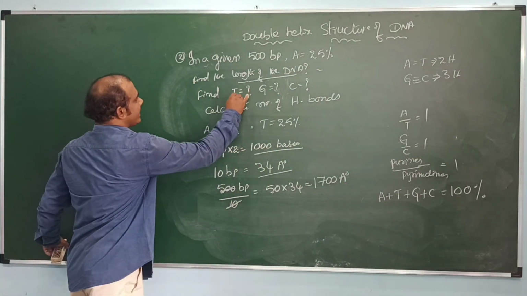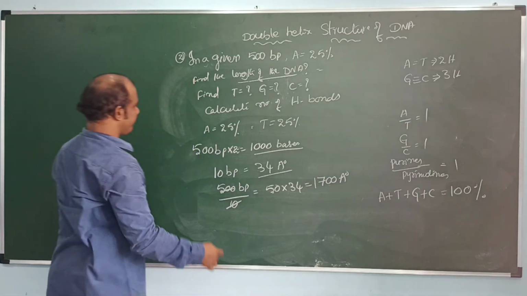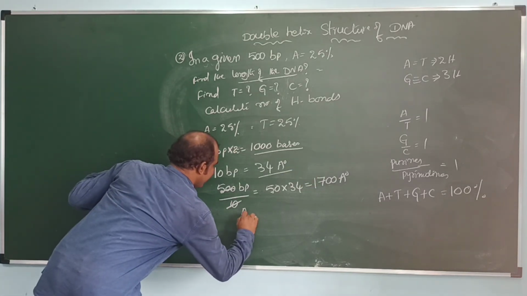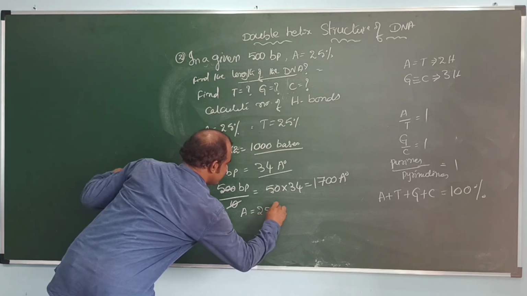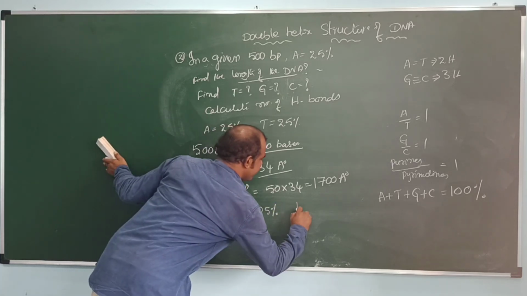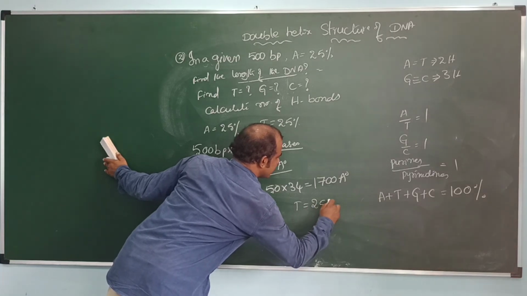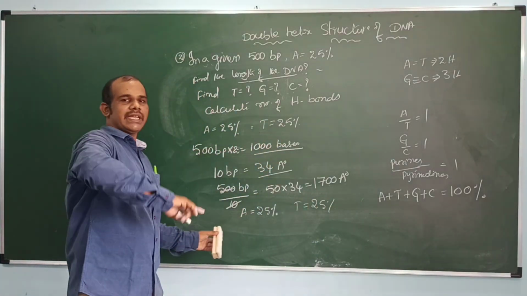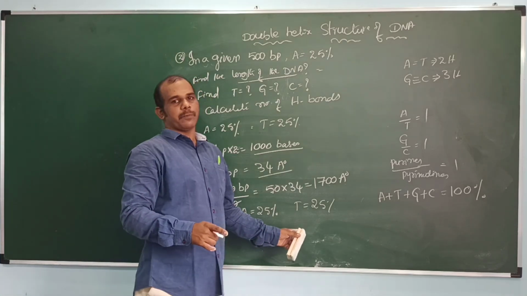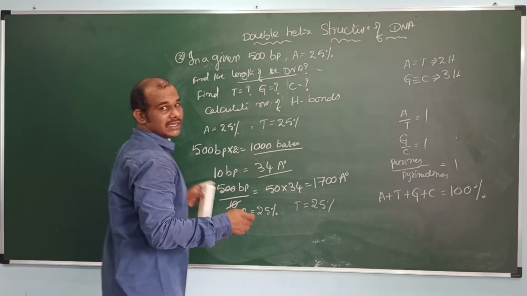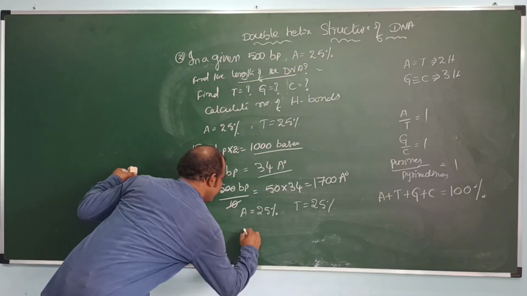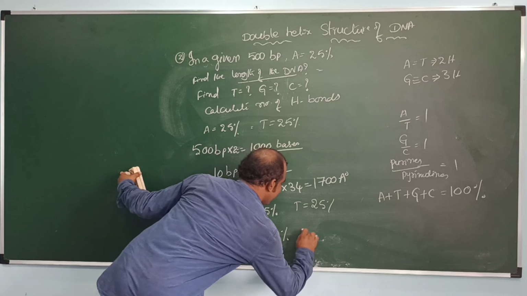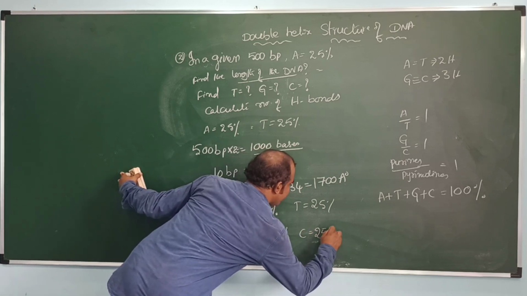Now find out the T, G, C. According to Chargaff's rule, A equal to 25%. Obviously T is equal to 25%. The rest of the percentage belongs to G and C in equal proportion. So the rest of the percentage is 50. So obviously G will also be 25%. C will also be 25%.